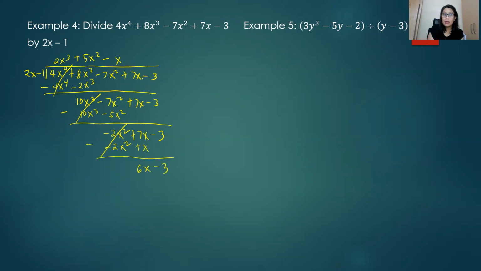And then 6x divided by 2x is 3. So we have 3 here times 2x, and then times negative 1. So everything is canceled here. So this must be our answer.